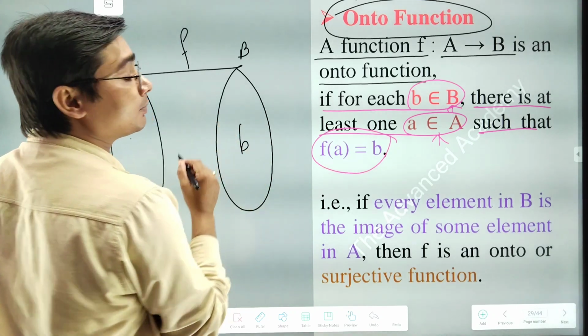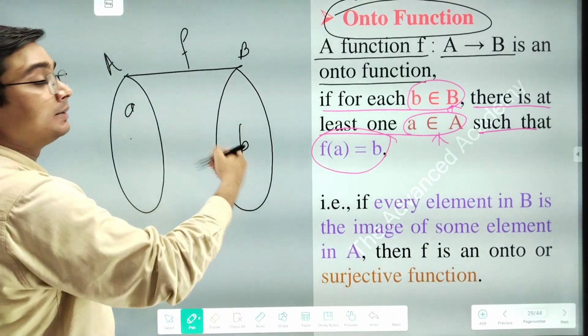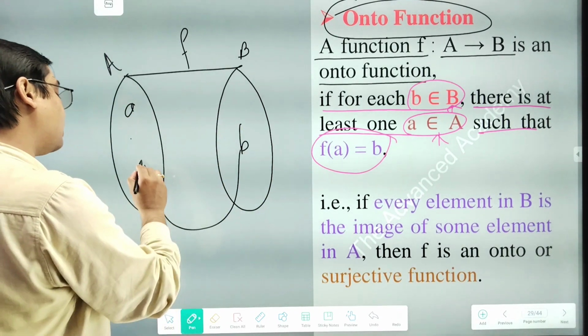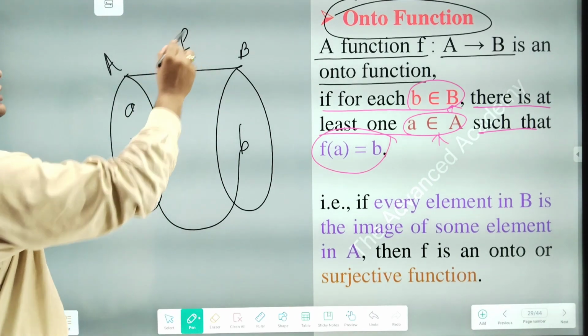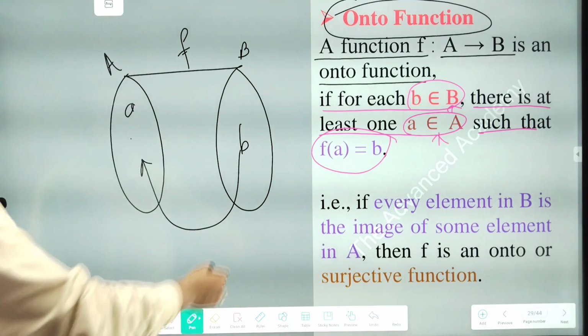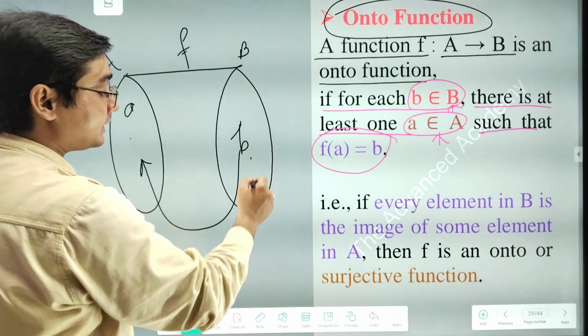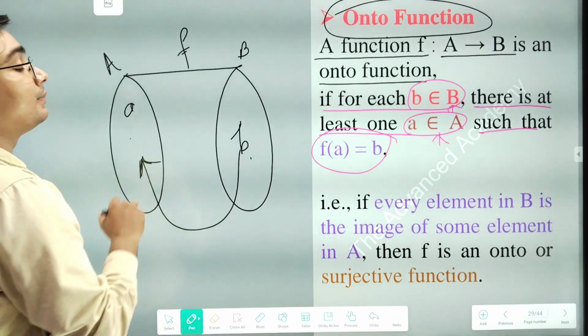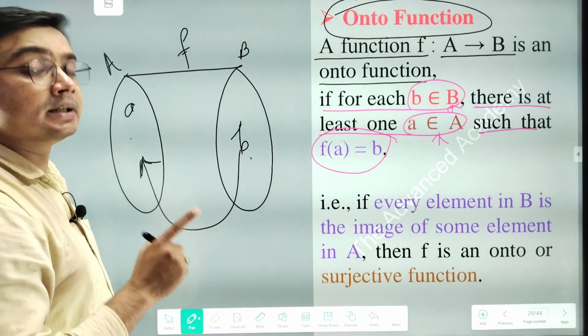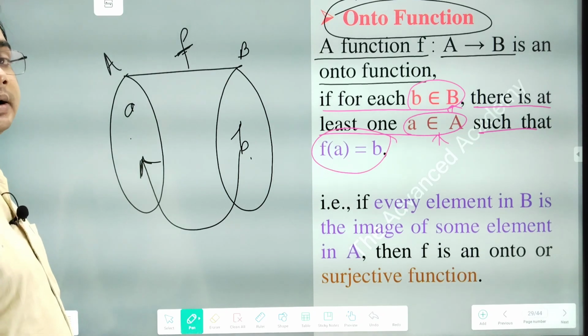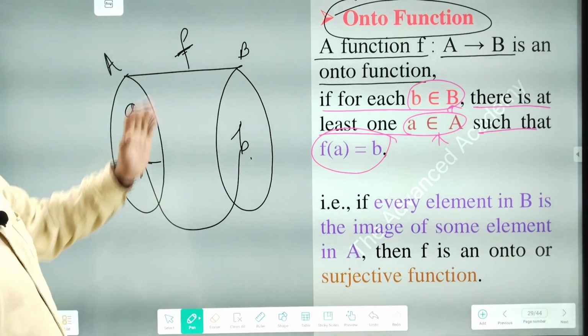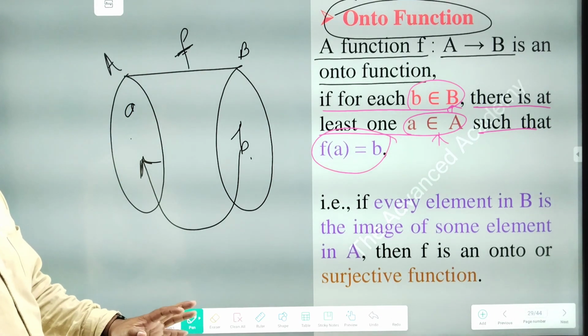That means we consider, suppose b, any one element, for which there exists at least one element in here under this function f. That means take any one element in here for which there should be a pre-image. Then only we call this function onto.